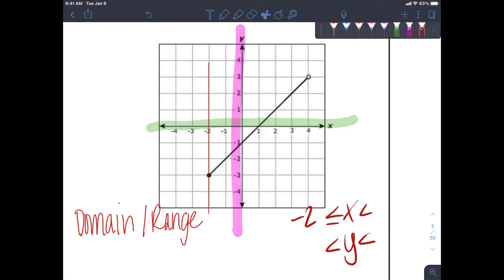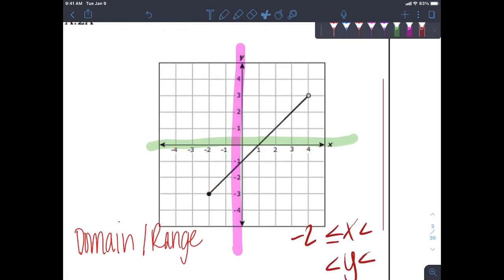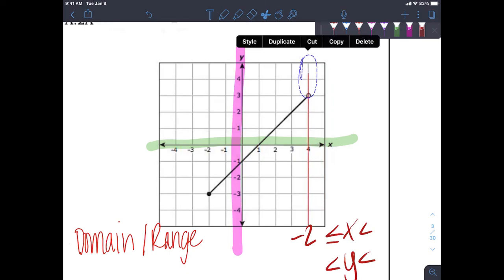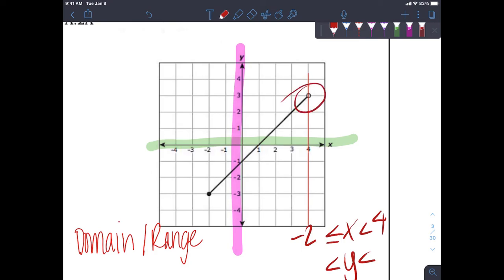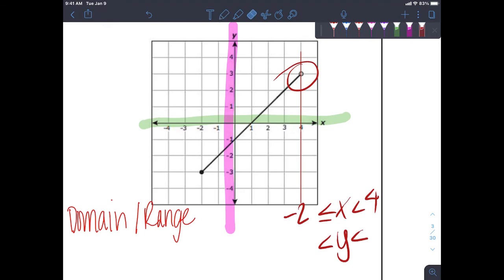Now I'm going to grab my pencil and come all the way over here, and I'm looking for the very largest x value. I found it, the very first point that I encounter coming in from that direction. It is located at x equals 4. However, this dot is not filled in, so I will not put an extra line.